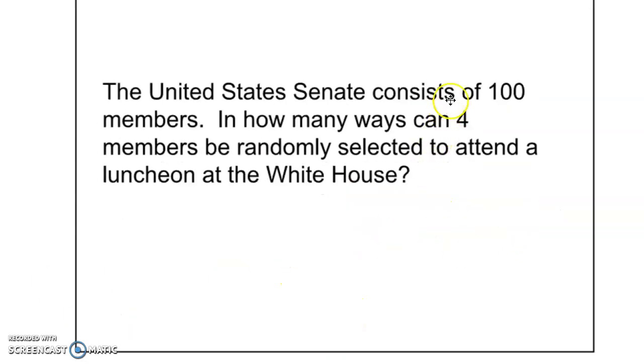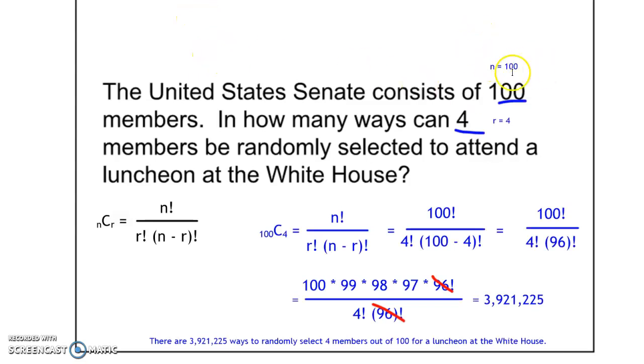The United States Senate has 100 members. How many ways can 4 members be randomly selected to attend a luncheon at the White House? Pause the video and try this one out. All right, here's your answer. n is equal to 100, r is equal to 4, and I use my formula for that. I do a little algebra trickery here, but you can just use your calculator for this. I'm able to eliminate 96 factorial from top and bottom and get 3,921,225.